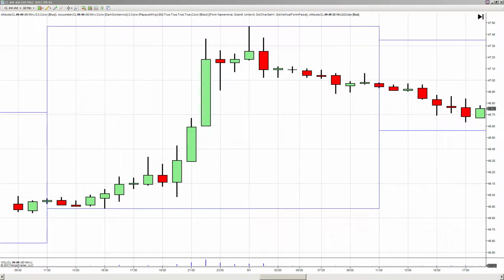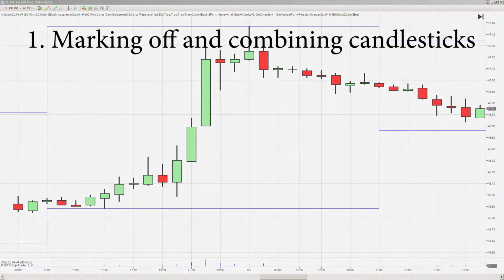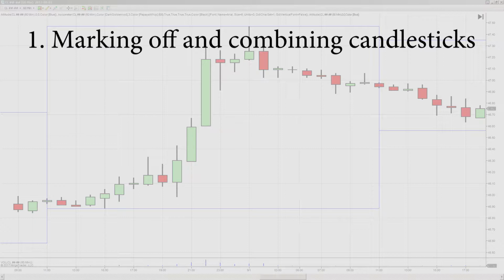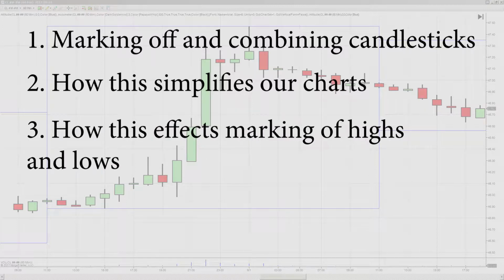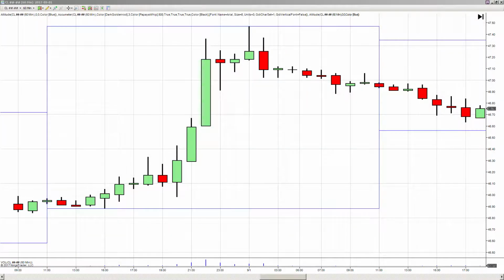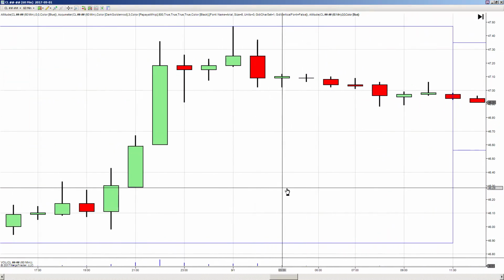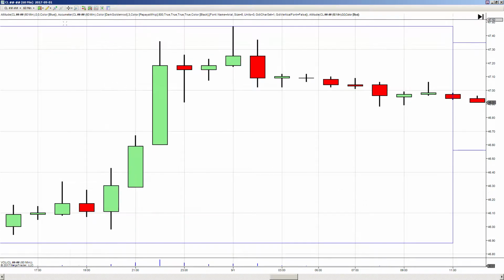Hi traders, in this video we're going to go over number 1, how we mark off and combine candlesticks, number 2, why we do this to simplify our charts, number 3, why this can affect marking off the highs and the lows on your chart. We've already covered this to some degree, but I wanted to give a few more examples to clear up this subject. So we're talking about marking off candlesticks and encompassing candlesticks here.